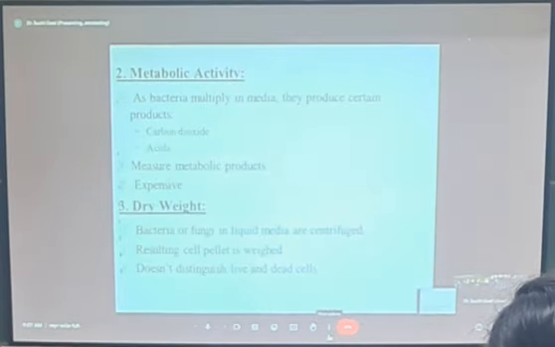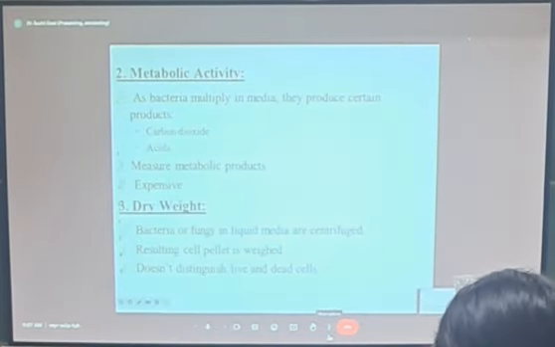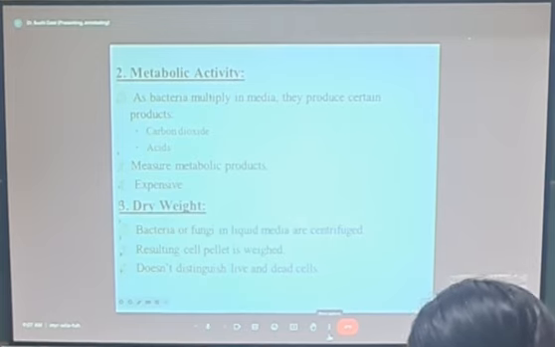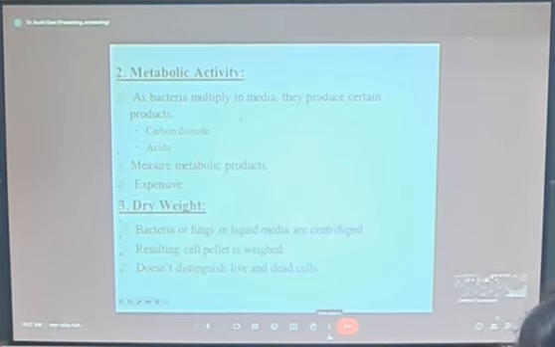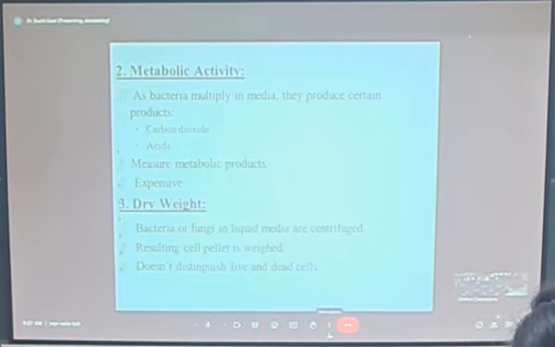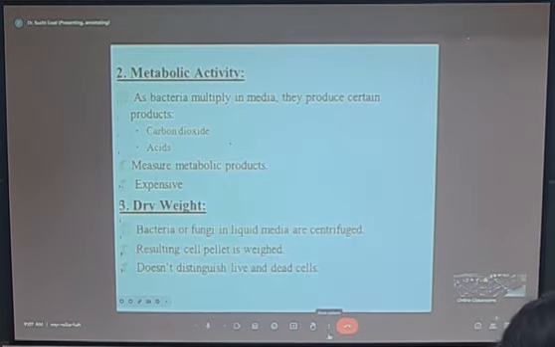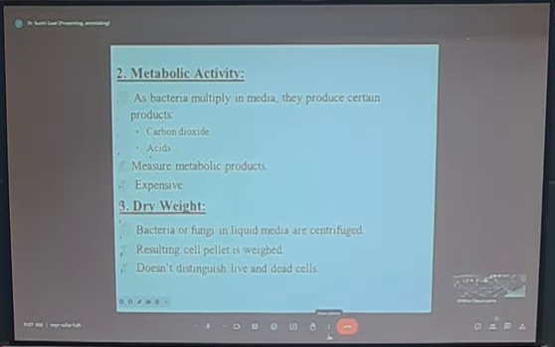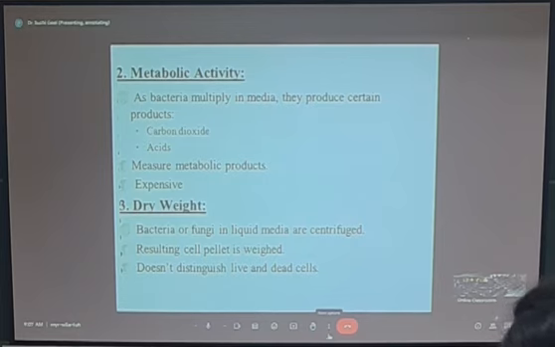Okay. Another way of doing it, generally not followed, is that you can measure the metabolic activity of your bacterial sample. For example, they will produce carbon dioxide or they will produce acid. If they're doing fermentation, then they will produce acid. Then you start measuring the amount of carbon dioxide, or the production of lactic acid.